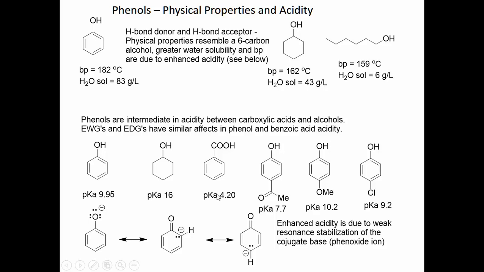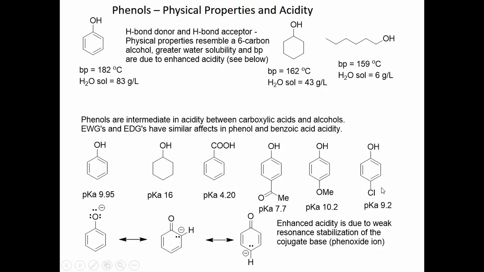Just like we saw with carboxylic acids, electron withdrawing groups enhance the acidity and electron donating groups decrease the acidity. The effect of electron withdrawing groups is much more dramatic than the effect of electron donating groups. We're going to put this acetyl group right here in the para position, and we see the pKa goes from 9.95 down to 7.7. We're going to put the electron donating methoxy here in the same para position, and what you see is the pKa rises. It doesn't rise very much, goes from 9.95 to 10.2, but this is a general trend that an electron donating group will decrease the acidity.